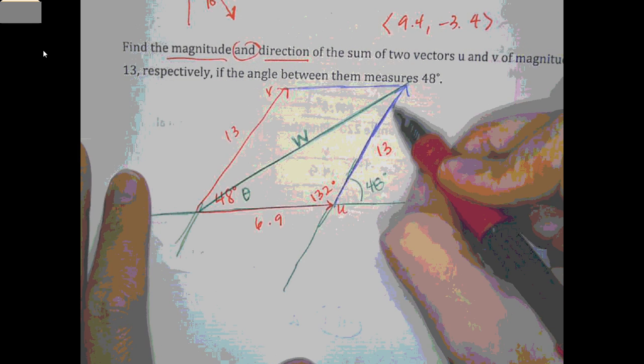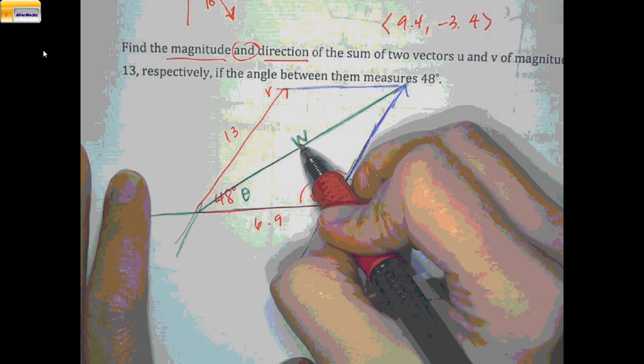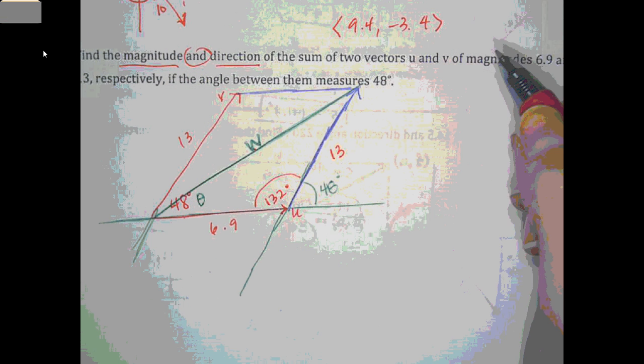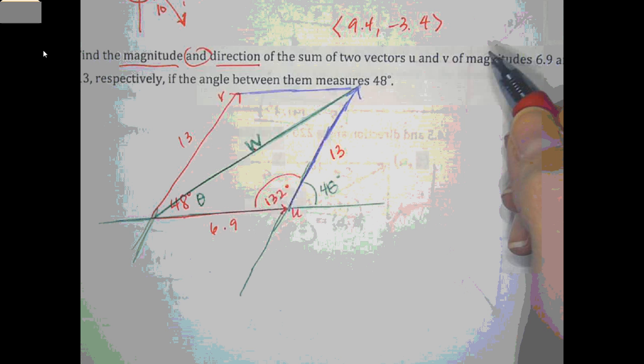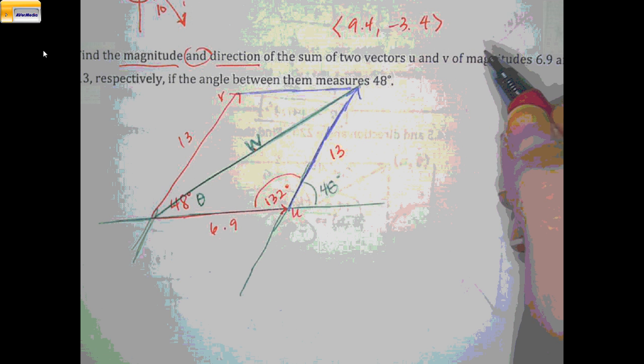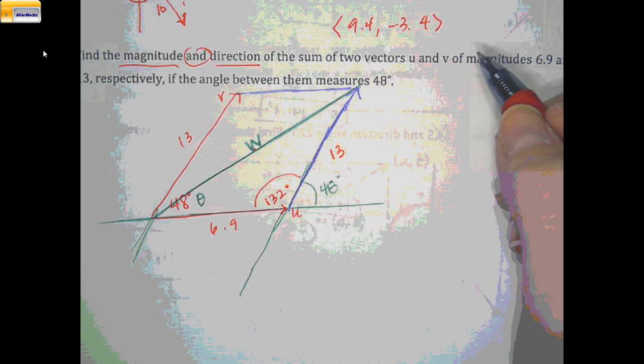So I've got a side, an included angle, and a side. And I need this guy right here. How are we going to do that? Can we do like sine or cosine? You better be saying no. How come? Why can't I do sine and cosine? It's not a right triangle. It's not. You're going to have to use law of sines or law of cosines.